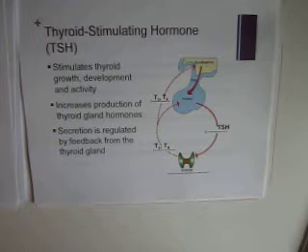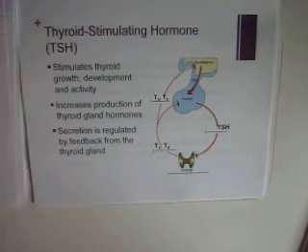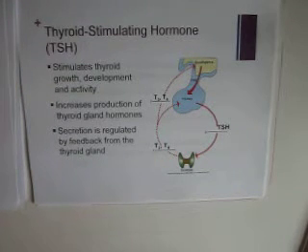Here we've got thyroid stimulating hormone. It actually stimulates the thyroid. That's nice, right? It stimulates thyroid growth, development, and activity. So basically the target cell is the thyroid gland, and its action is to promote thyroid hormone production. There you go, that's simple terms: it increases production of thyroid gland hormones.